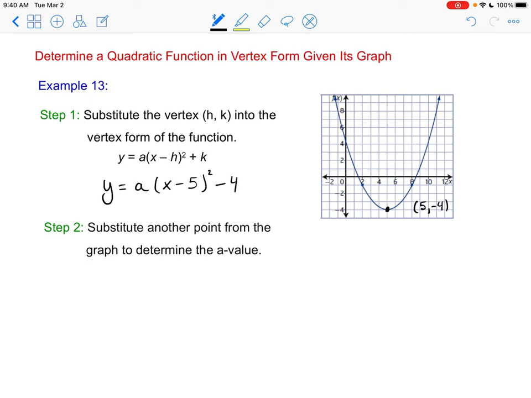So now the next step says to substitute another point from the graph to determine our a value. So we want to look at the graph, and depending on what you're given, sometimes this will be easier than other times, but this graph is a good one, so we can clearly see we got a nice point there. Sometimes you're not always given nice points. There's another one right there, so either one of those would work, any one.